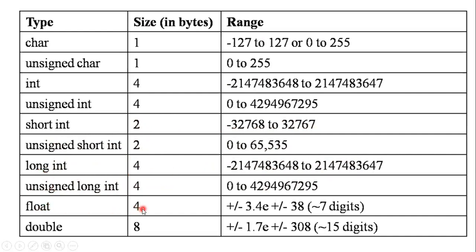Then float requires 4 bytes. A float has a decimal point. So this is the exponent form: minus 3.4 e power minus 38 to plus 3.4 into 10 power plus 38. Similarly, double requires 8 bytes. So this is the size of the data types.